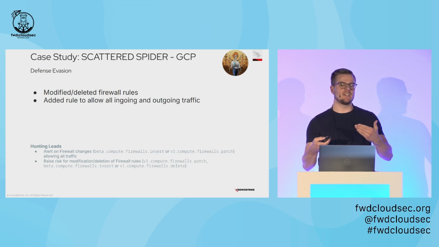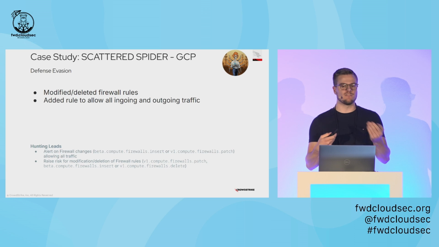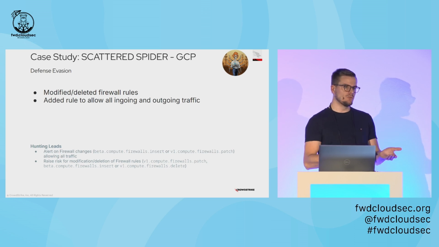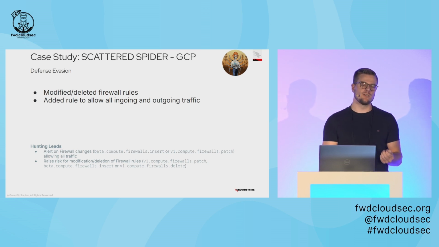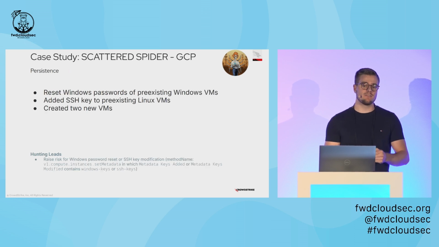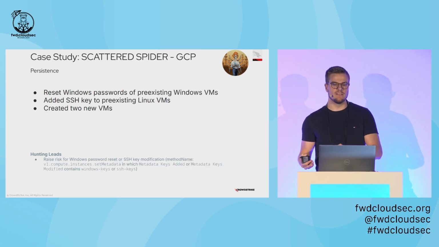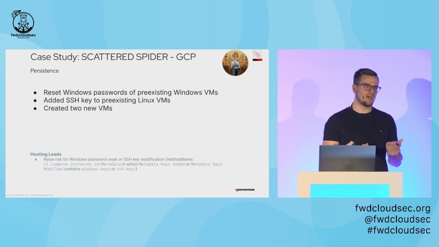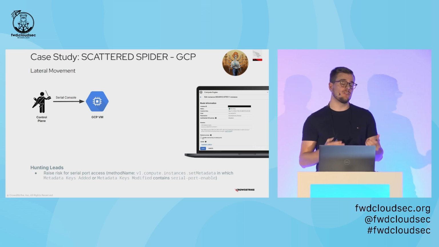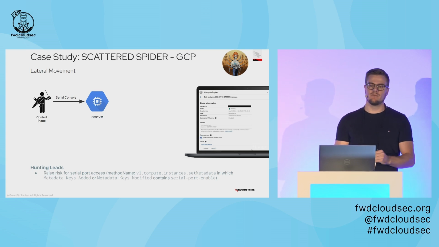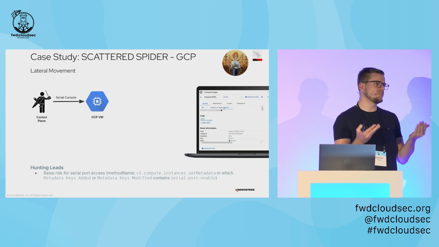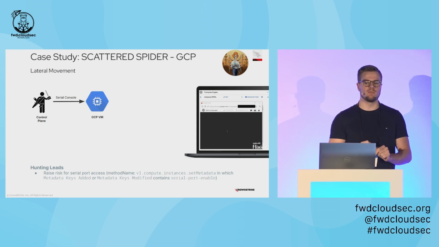Within GCP, Scattered Spider then started to modify and delete existing firewall rules. They also added a new rule that allows all incoming and outgoing traffic. Next, they established persistence at the compute level by resetting local Windows passwords and also adding backdoor SSH keys, both for pre-existing VMs. And they also created 2 new VMs. Then they moved laterally. First, they moved to a single GCP VM via serial console, and serial console basically just gives you a shell on the GCP VM.